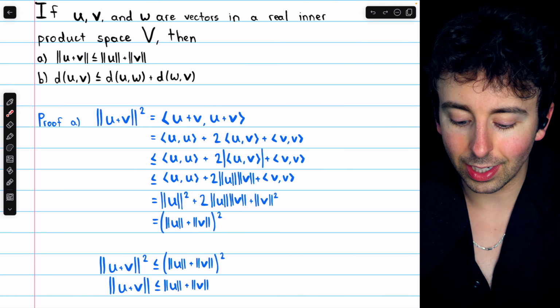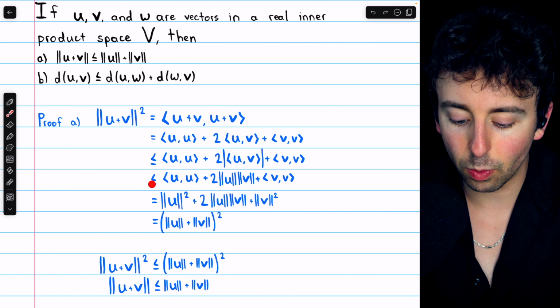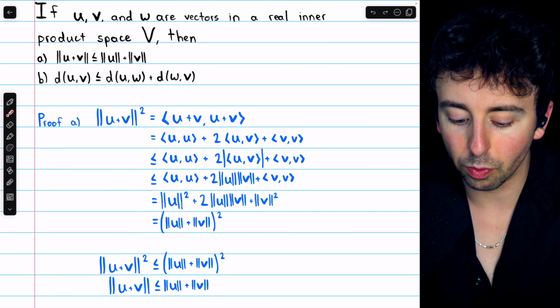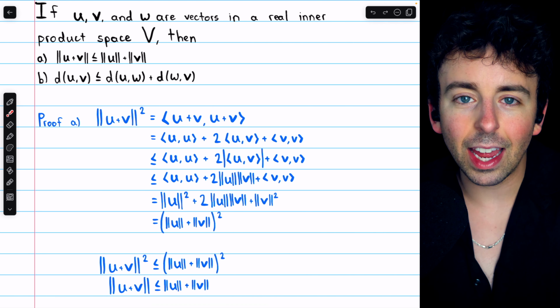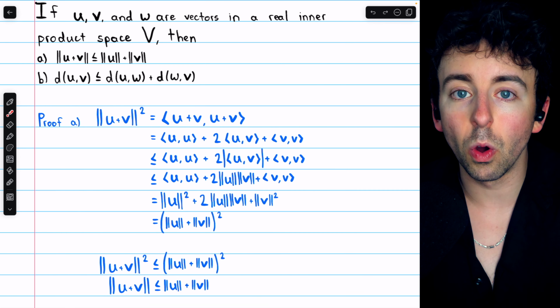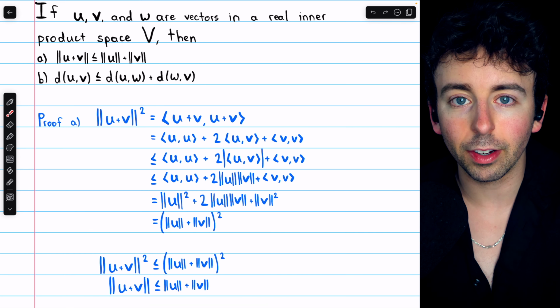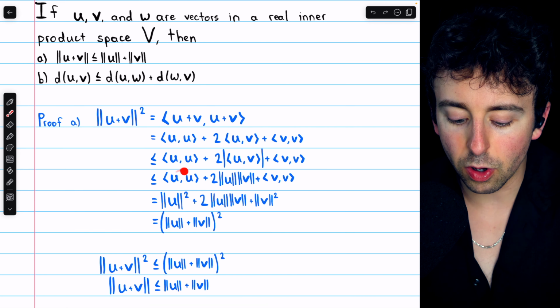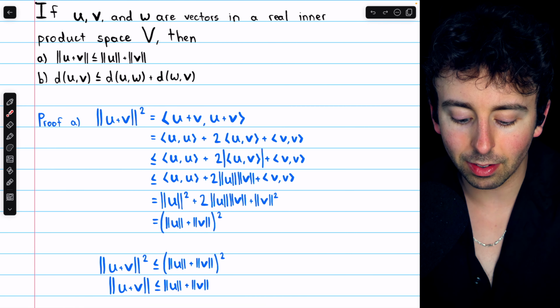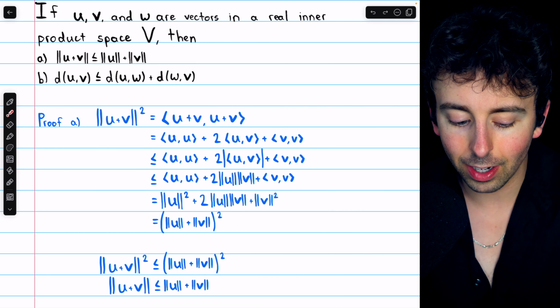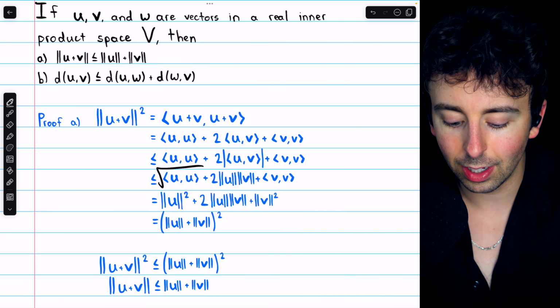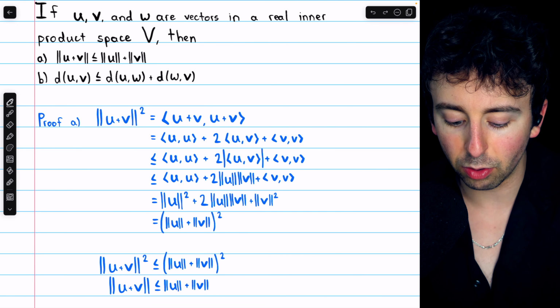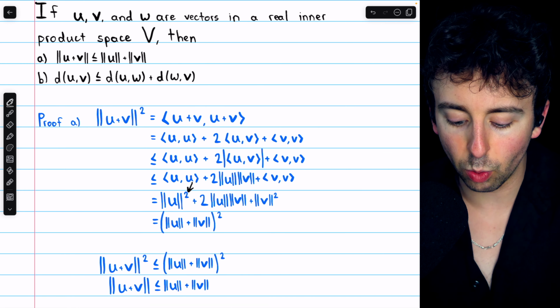But again, that inequality tells us that this is less than or equal to this. So of course this is less than or equal to this. Now again, understanding the definition of the norm of a vector in an inner product space, the inner product of u with itself is the same as the norm of u squared. Again, because the norm of u is just the square root of that inner product. So if we have the inner product without the square root, that's the norm squared.